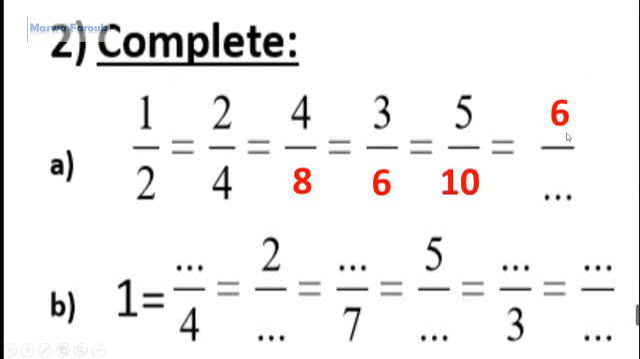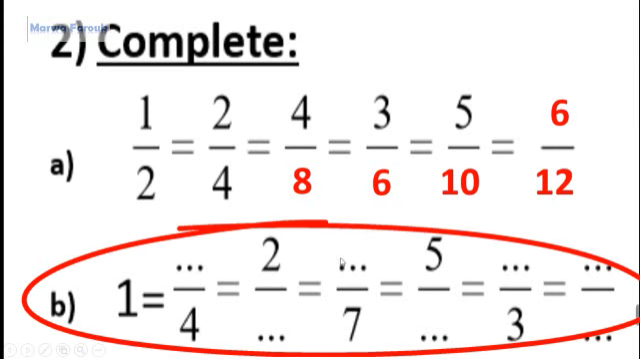10 and here he chose to be 6. He multiplied 1 times 6 equals 6. So the denominator will be 12. Excellent. So we can write 6 over 12. Excellent. The next example is 1 equal what over 4, 2 over what, and so on.